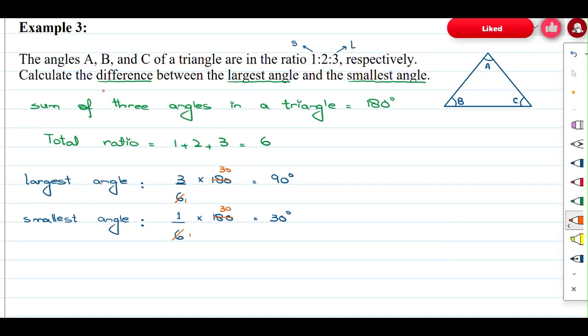Now we need to figure out the difference between the larger and the smaller angle. Okay, now we have to figure out the difference.